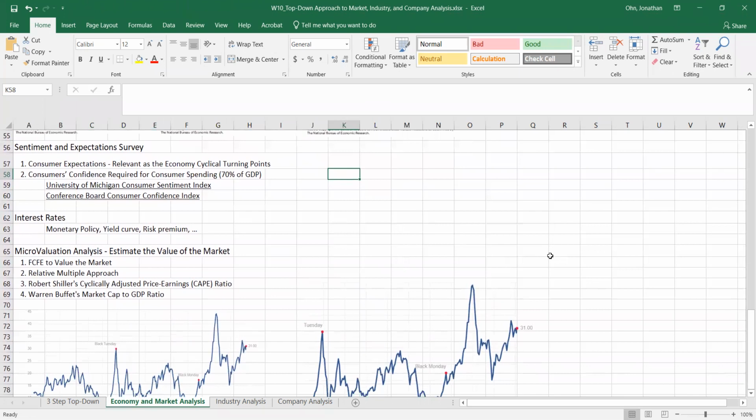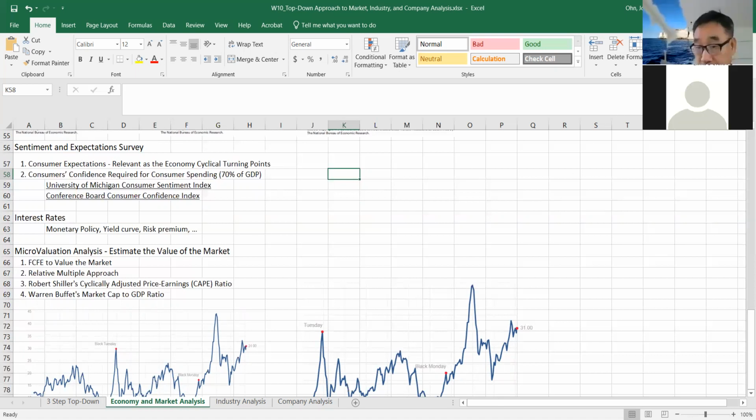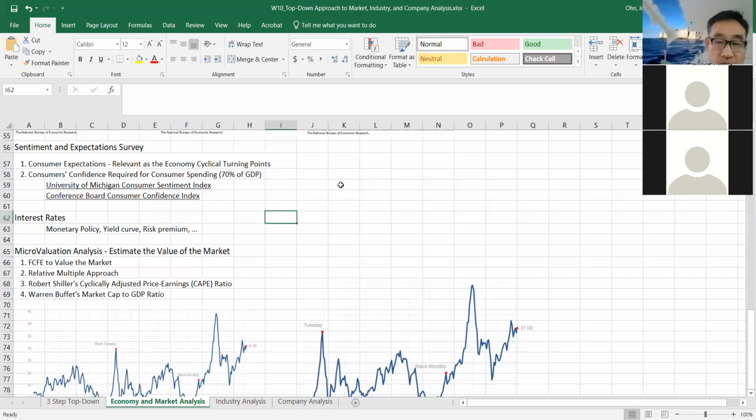Now, another important component or attraction is the sentiment and expectation survey. It's about consumers. All right, Miranda, can you read this one here? Consumer expectation. Consumer expectation is relevant as the economy's cyclical turning points. Consumers' confidence is required for consumer spending, 70% of GDP. University of Michigan Consumer Sentiment Index, Conference Board Consumer Confidence Index. All right, good.